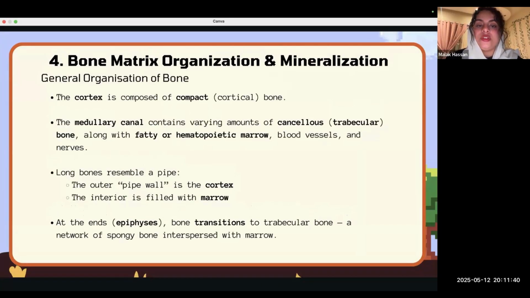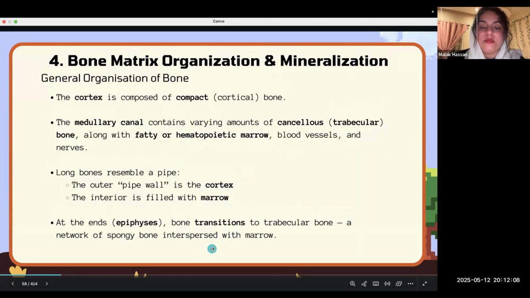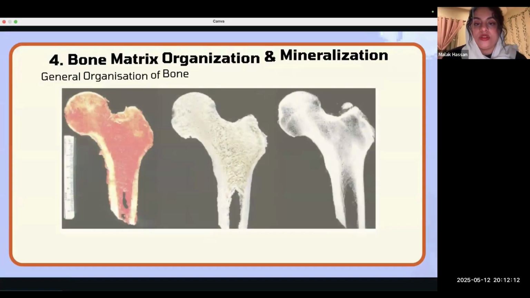All right, so like we said, the cortex is composed of compact or cortical bone. The medullary cavity will contain trabecular bone or cancellous bone, same thing. And it'll have red or yellow marrow, and it'll have blood vessels and nerves. So the outside is kind of like a pipe, and the inside is filled with marrow. And at the ends, the epiphyses, the cortical bone will transition to trabecular bone, and it'll have marrow within the trabecular bone or between the trabecula.